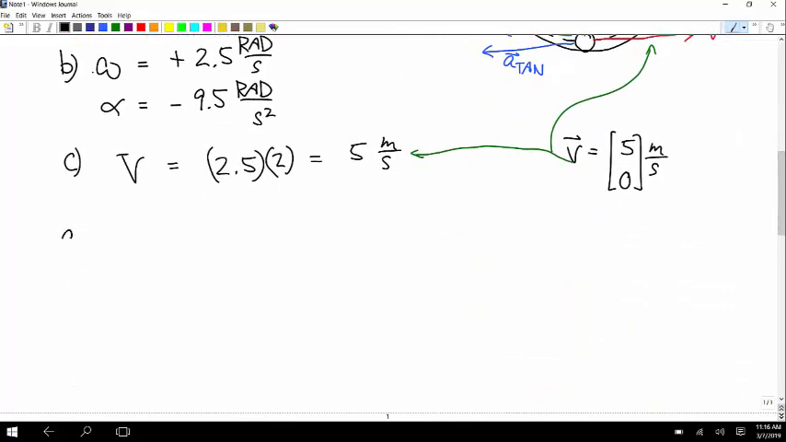Okay, now we want to calculate the acceleration. And we know that the magnitude of the tangential acceleration is alpha times r.